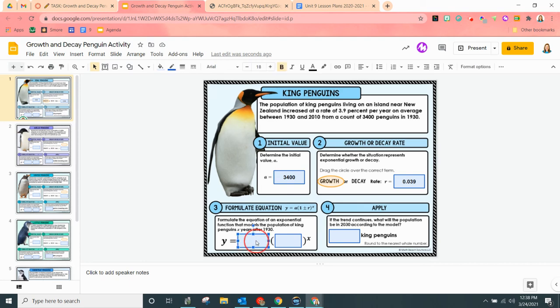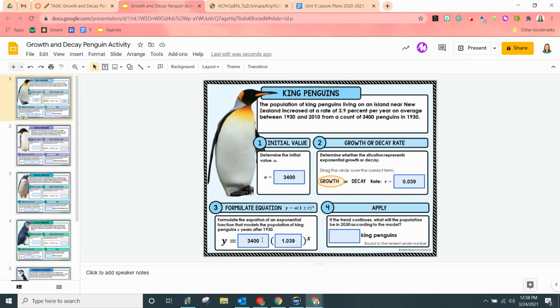So formulate your equation. We started with 3,400 penguins, and we know that for our rate, we have to do 1 plus or minus our rate. Well, that's going to be plus because it's growth. So it's going to be 1 plus this rate, which is 1.039. And now this question here, we're going to apply it. If the trend continues, what will the population be in 2030 according to the model? So here is our model.